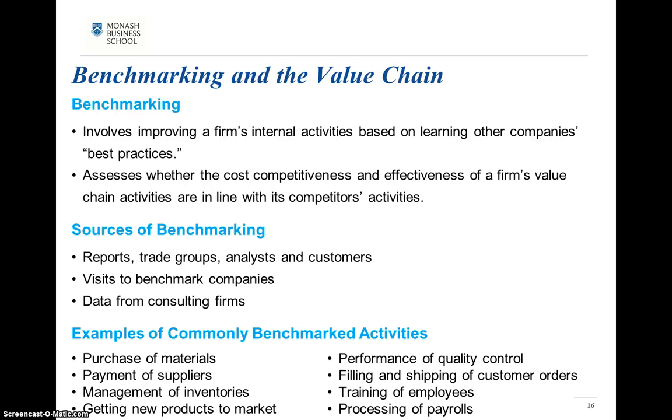So the things that are commonly benchmarked from firm to firm include things like the purchase of materials, the payment of suppliers, management of inventories, the processing of payrolls, training of employees. These are all the sorts of things that companies want to know: what is the best way of doing this? And as I say, as a result of that, they often compare themselves against the competitors and see how the best practices are carried out within the industry so that they can hopefully then relate them back and improve the way that their value chain operates.